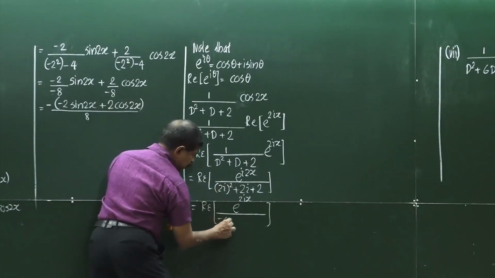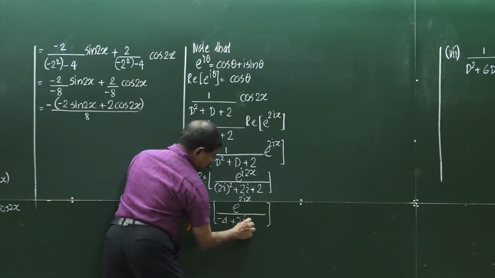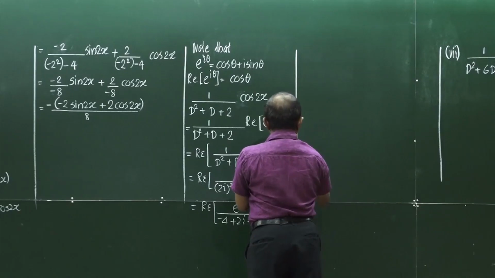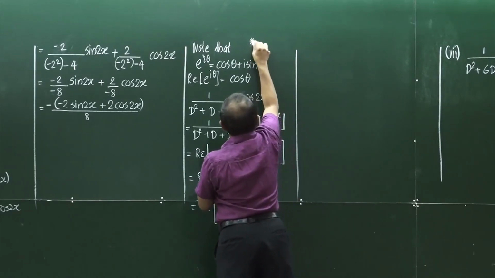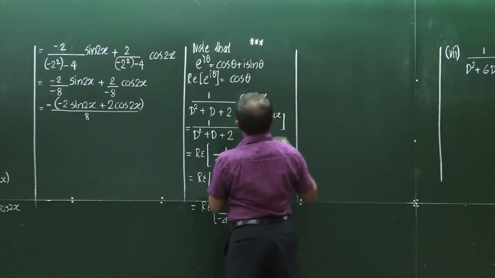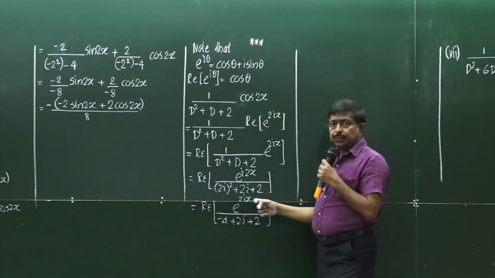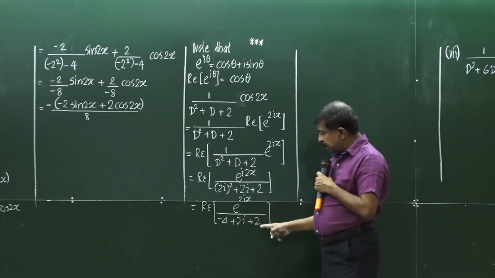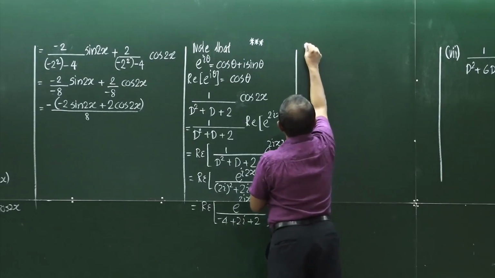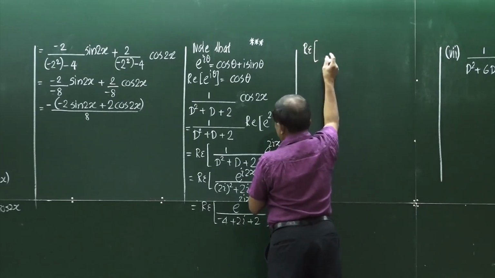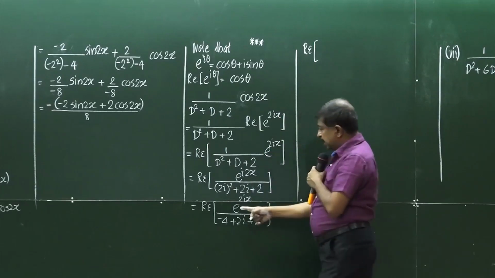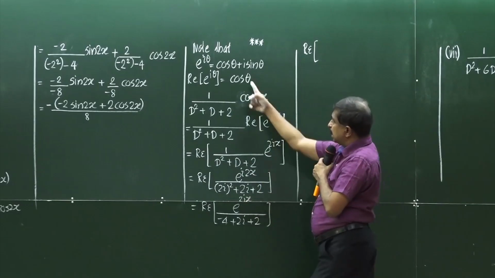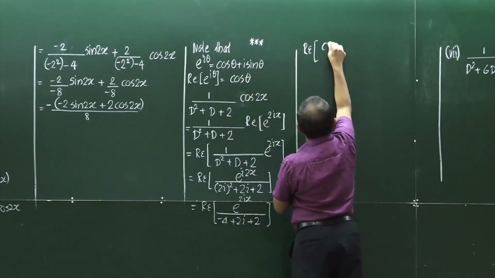So this is minus 4 plus 2i plus 2. Remember that this is the third method. Now what should you do here? Minus 4 plus 2 is minus 2. Real part of. Now I'll write e to the power 2ix in terms of cosine and sine. This is cos 2x plus i sin 2x.